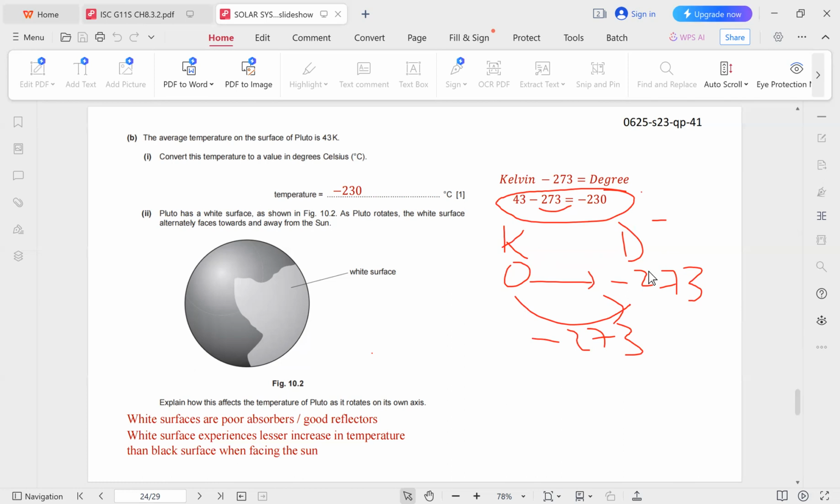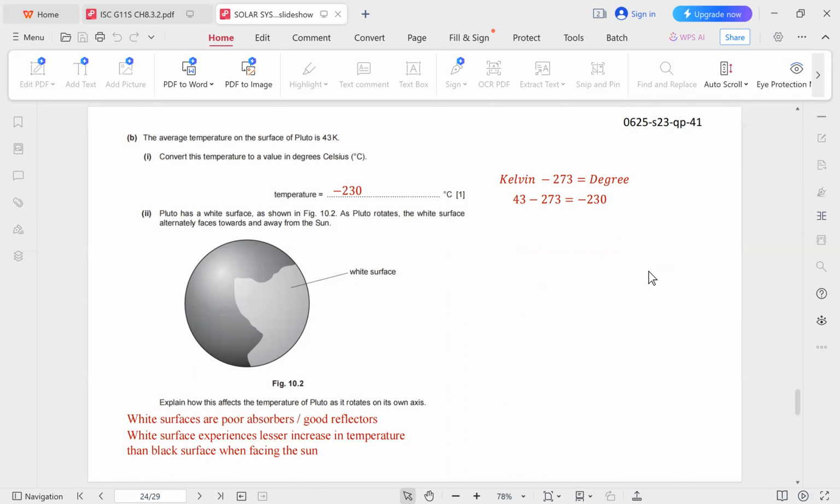Pluto has a white surface. As shown, as Pluto rotates, the white surface alternately faces towards and away from the sun. Explain how this affects the temperature of Pluto as it rotates on its own axis.